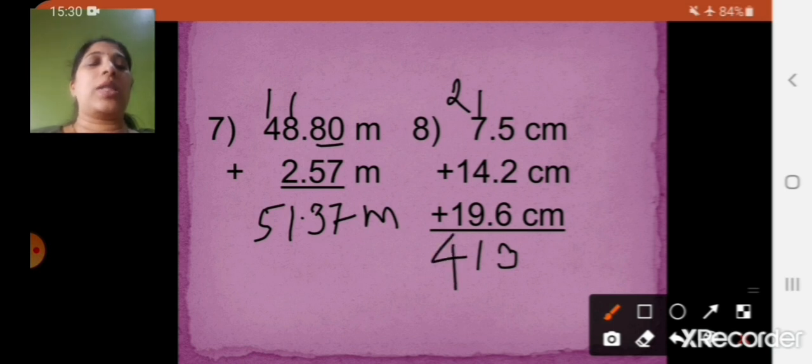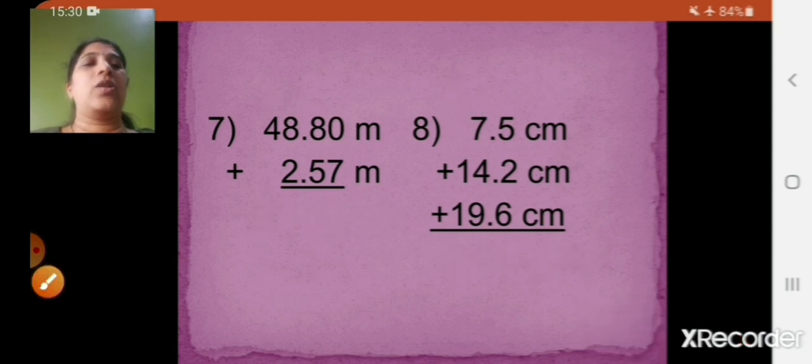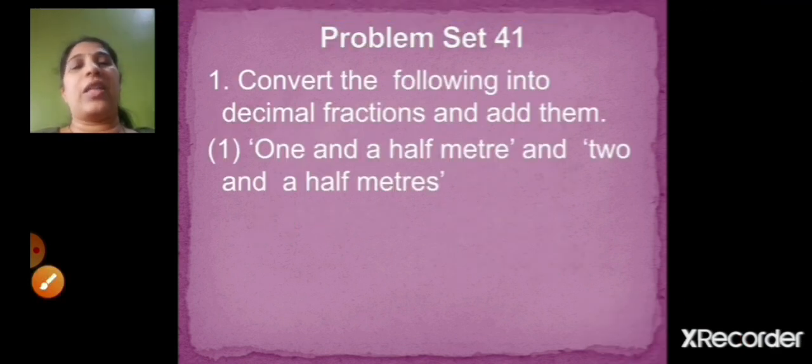Right? Now see the decimal point where it is. Everywhere it is 1 decimal place. So you will put 1 decimal point, and you will put the unit as centimeter. So your answer will be 41.3 centimeter. Right? So with this children, we have finished the examples. Now we will start with problem set 41.